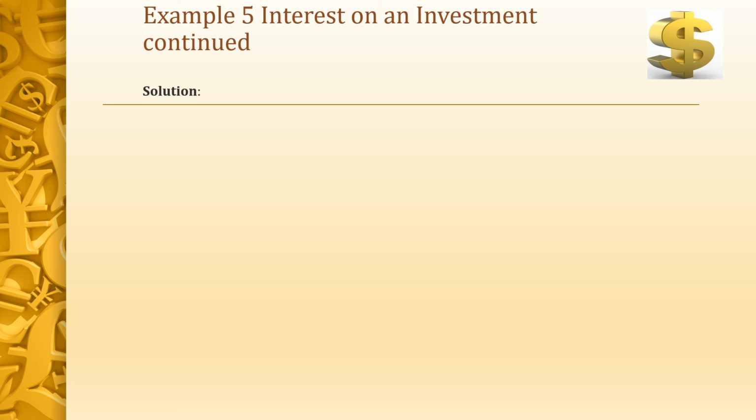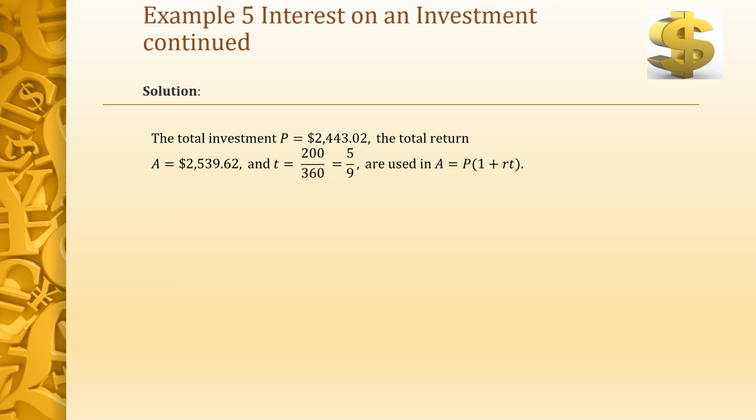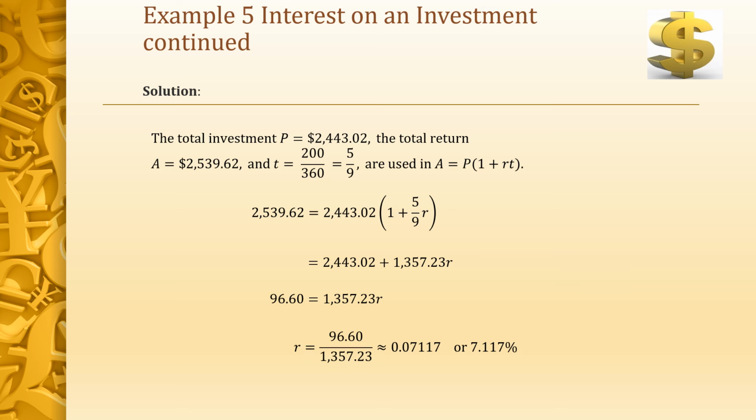Here we have to make use of the formula A equals P times 1 plus RT, where A is 2,539.62. P will be 2,443.02, and the time T is 200 by 360, because after 200 days only the investor sells the stock. So T will be 200 by 360. Plugging in these values, we get the value for R, which is the rate of interest, to be 7.179.